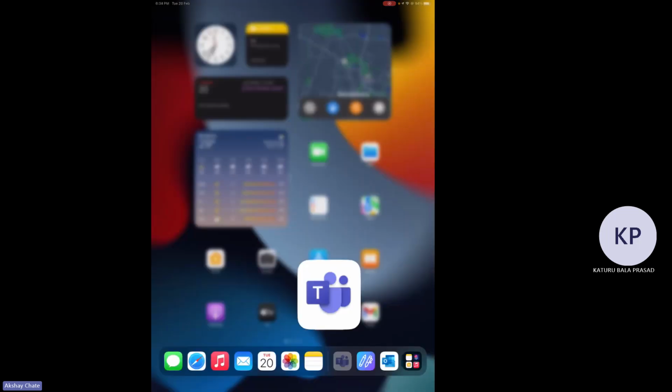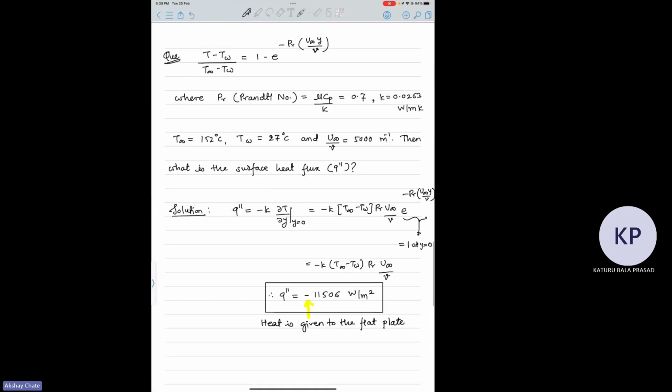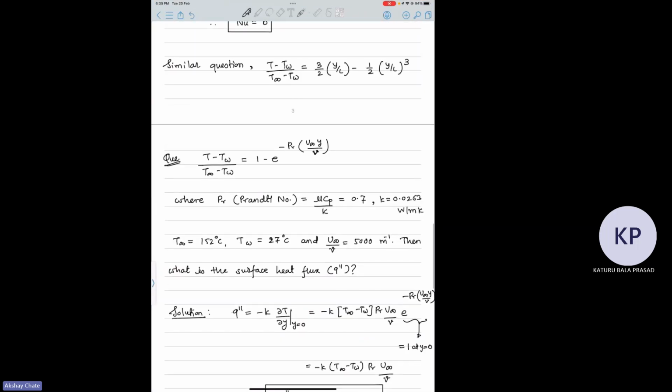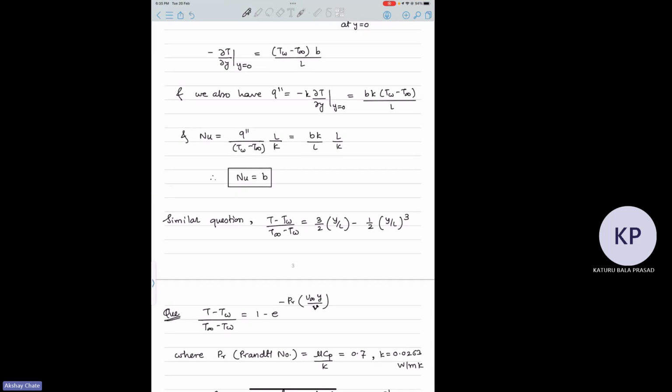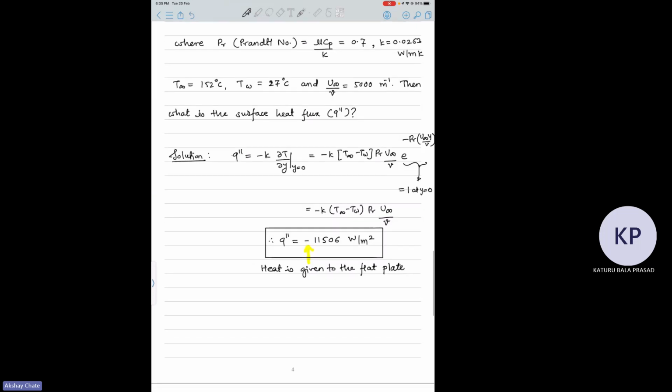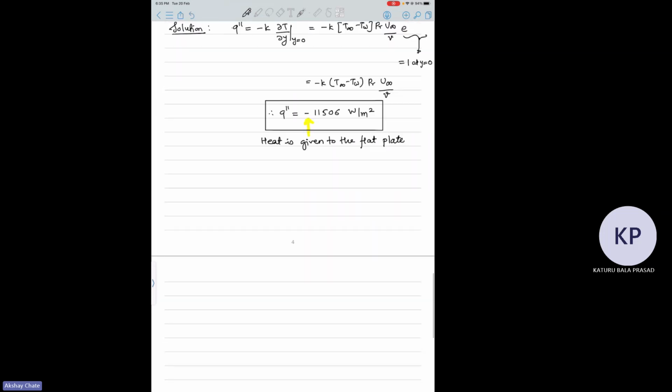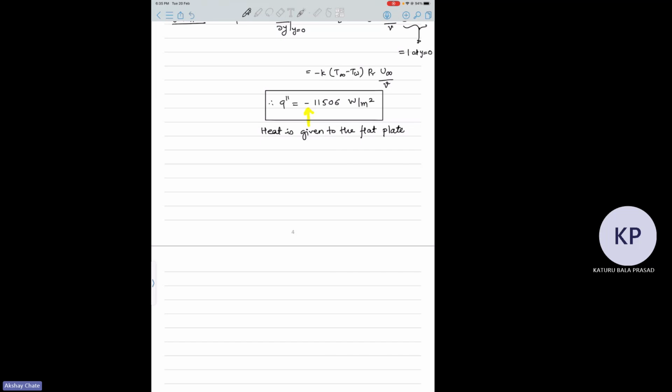Anyway, we'll continue. I'm not sure when my voice stopped, but basically in this type of problems, what you do is take the temperature profile, differentiate it, put y equal to 0, and when you do that, you get del T by del y at y equal to 0, and then you calculate flux. Sometimes flux per unit temperature difference is required, sometimes only flux is required, like the last problem that we did. Then you can play around.